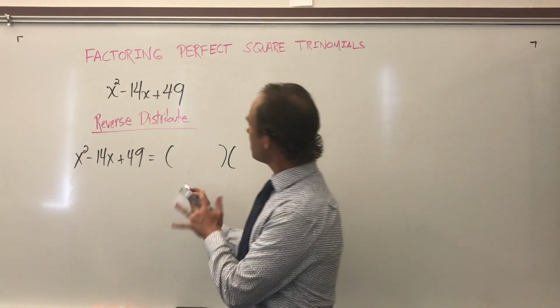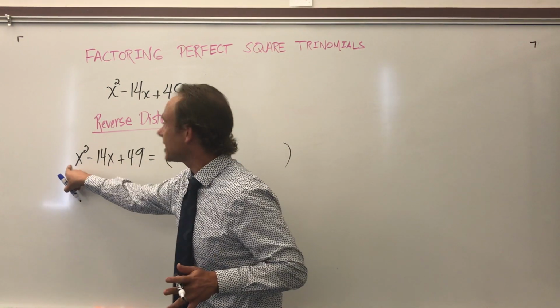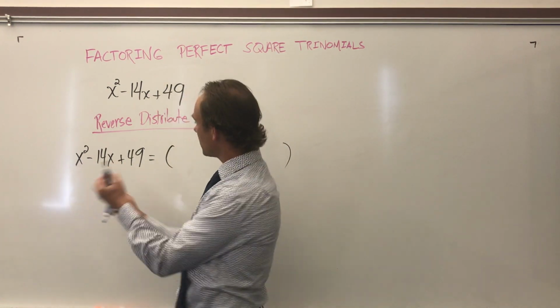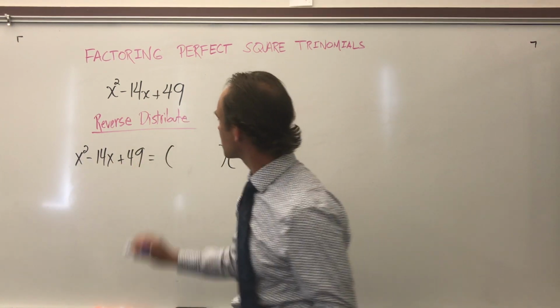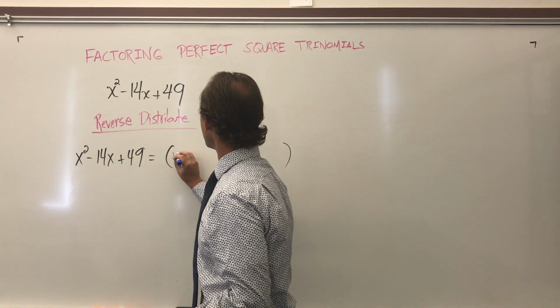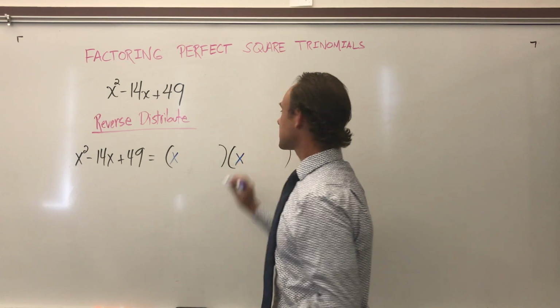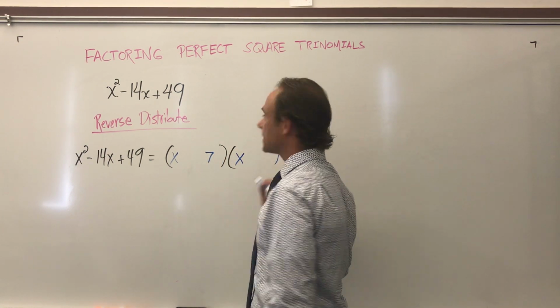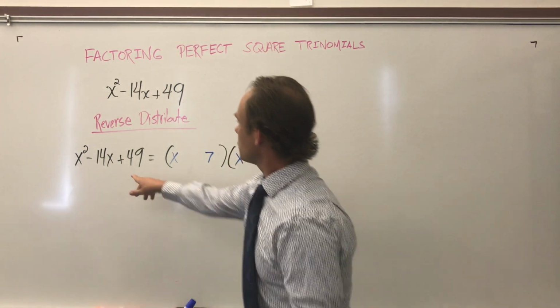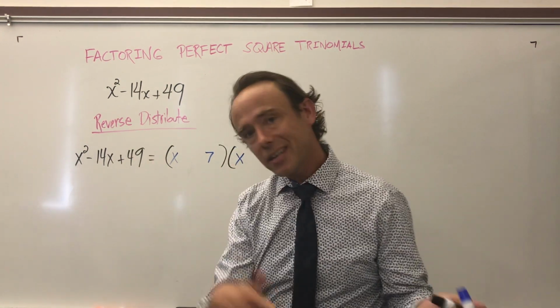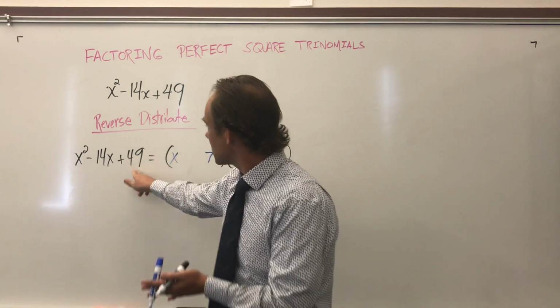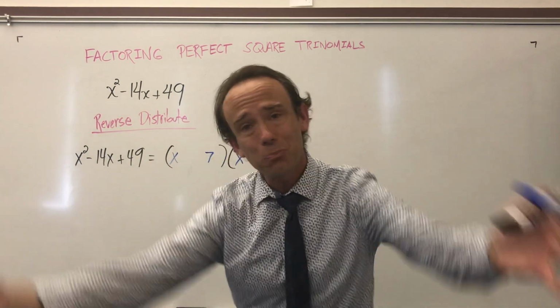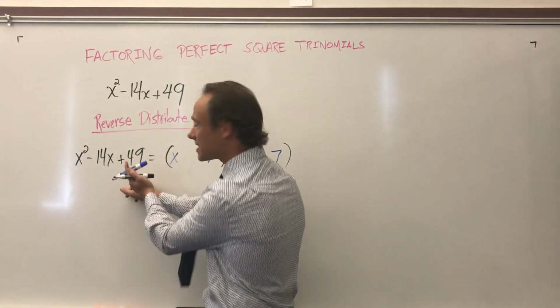So I'm going to say, okay, I want to get that x squared, because that's a perfect square. And 49 is also a perfect square, so let's set that up right away. Let's get the x and the x. Let's get the 7 and the 7. Now here's the thing. With the square, you can do -7 times -7 to get positive 49, or you can do +7 times +7.